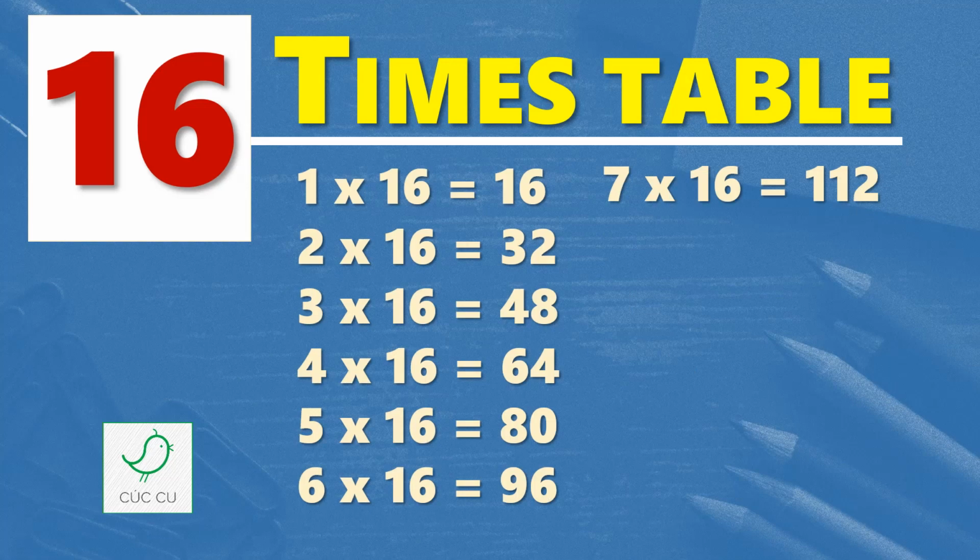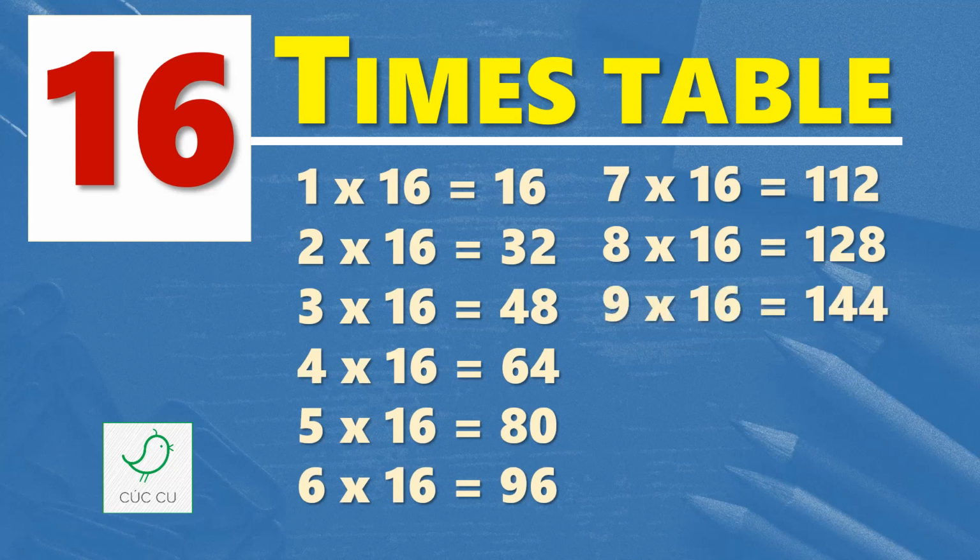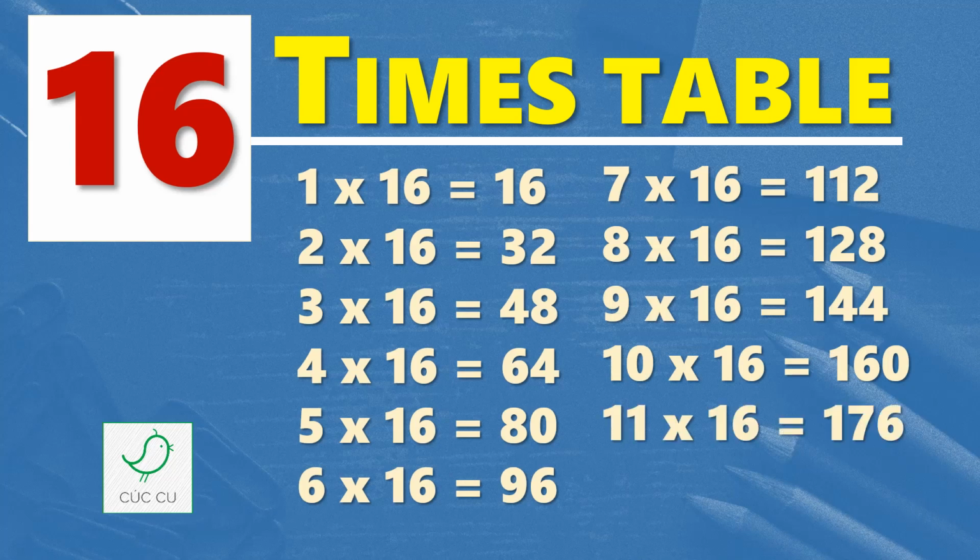7 times 16 are 112. 8 times 16 are 128. 9 times 16 are 144. 10 times 16 are 160. 11 times 16 are 176. 12 times 16 are 192.